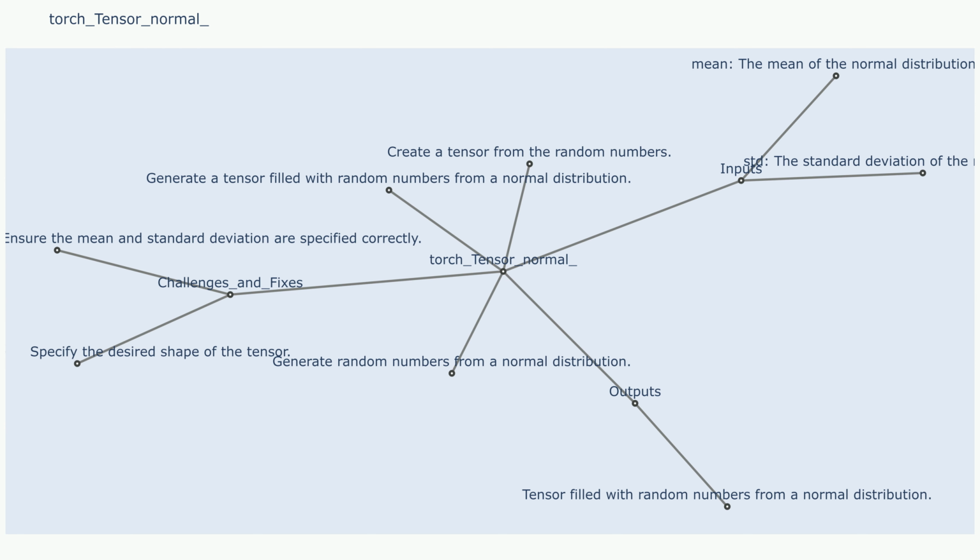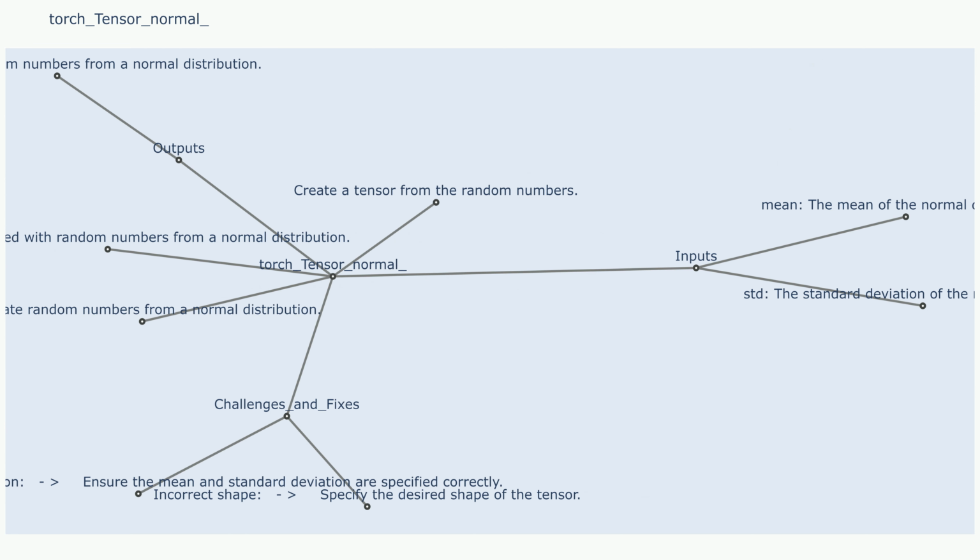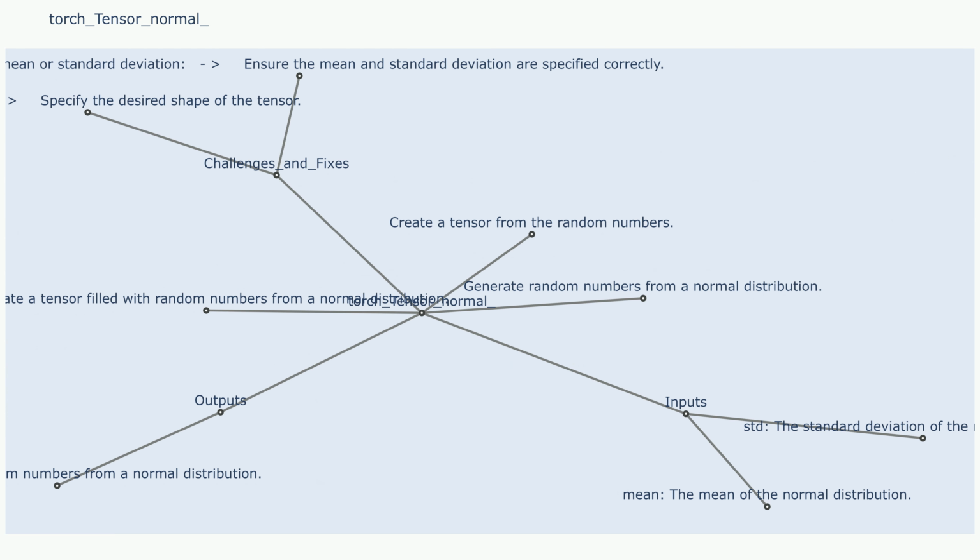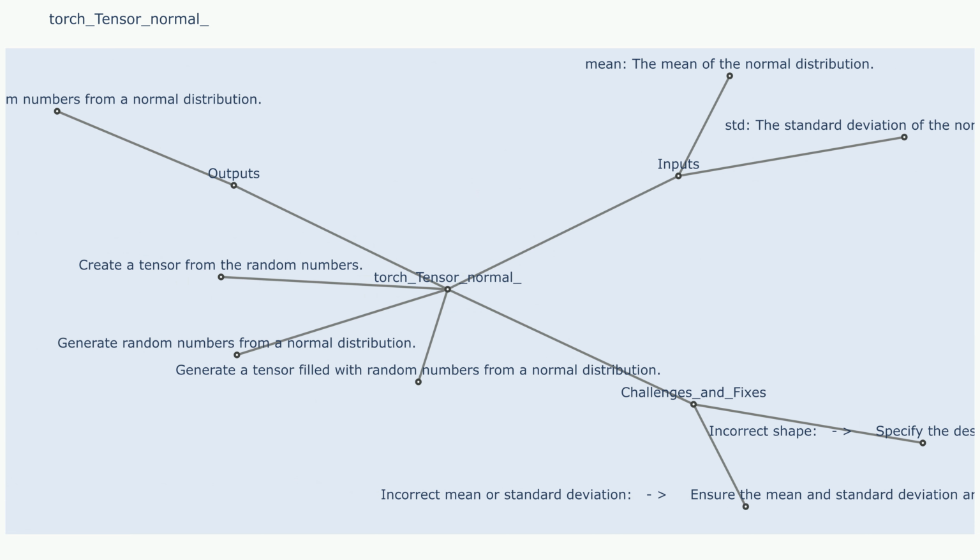Python. import torch. tensor = torch.ones(2, 3). mean = torch.zeros(3). std = torch.ones(3). torch.normal(tensor, mean, std). Fixes to challenge 1: ensure that the shapes of all input tensors are compatible for broadcasting or explicitly reshape the tensors to match.